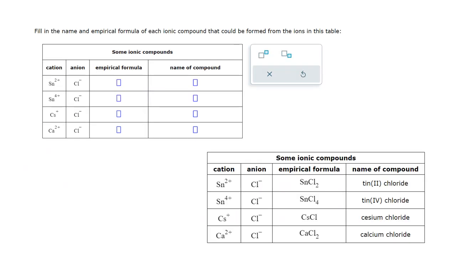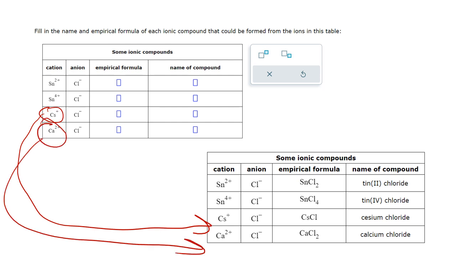So just for practice here, cesium, we know the charge. Calcium, we know the charge. Cesium is just not an element in the first 20. So none of the first 20 that you did memorize will have a Roman numeral.